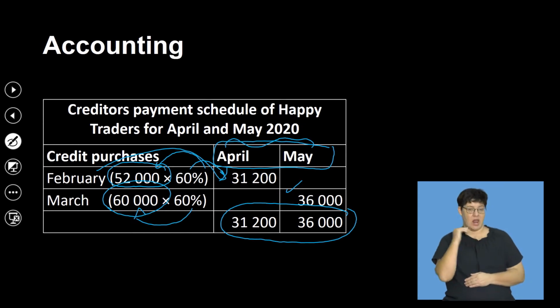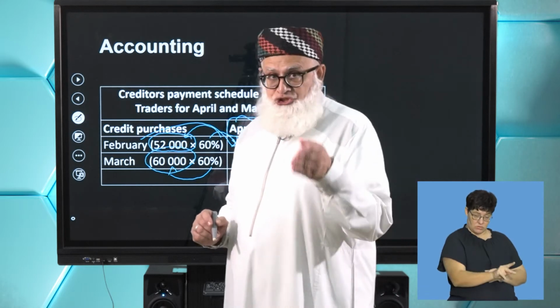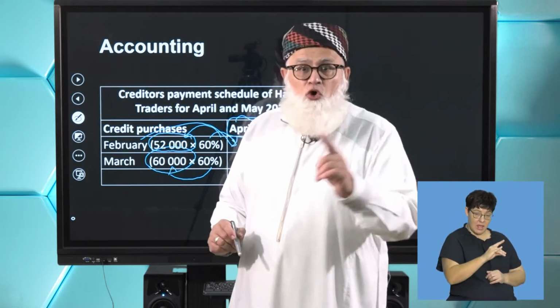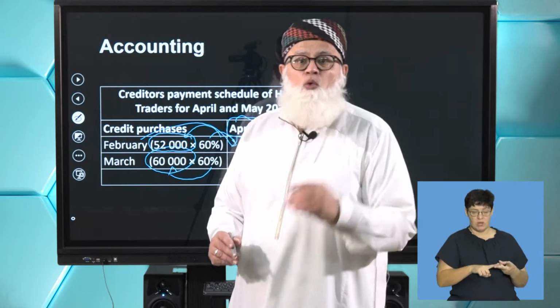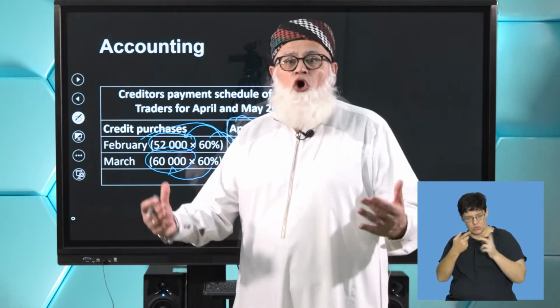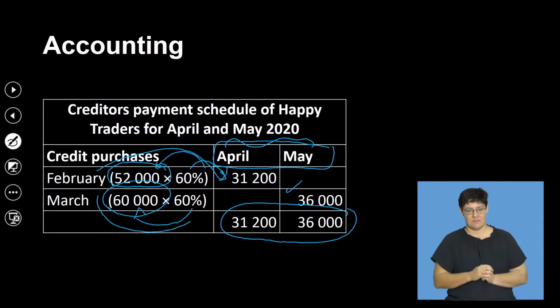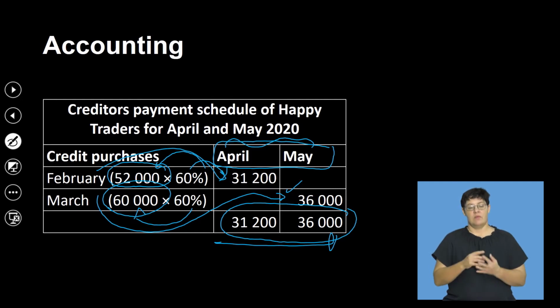Then you look at March. You've purchased in March. Will you pay in March? No. Will you pay in April? No. Will you pay in May? Yes. Why? Because that's the terms that you have negotiated with your creditors. So there's my March payment to be made in May. Clearly you then add up, and this is the total amount that you've drawn up from your creditors payment schedule.